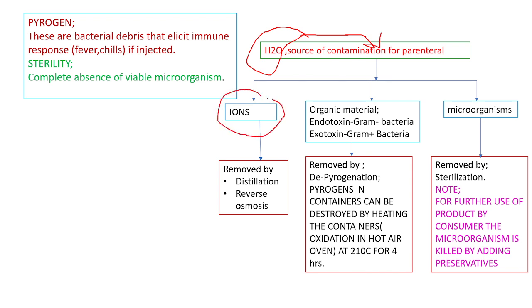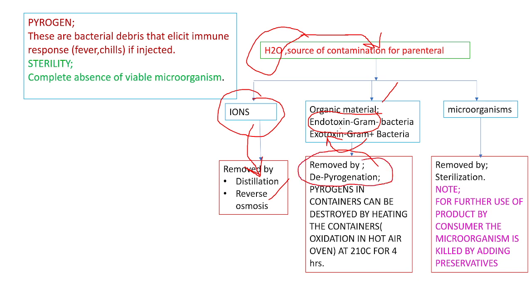That water contains ions that can be removed by distillation or reverse osmosis process. Next, the same water contains organic material, like endotoxins that are produced from gram-negative bacteria, and exotoxins that are produced from gram-positive bacteria. The process of removing the pyrogen we call depyrogenation.